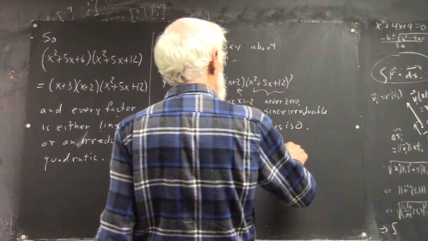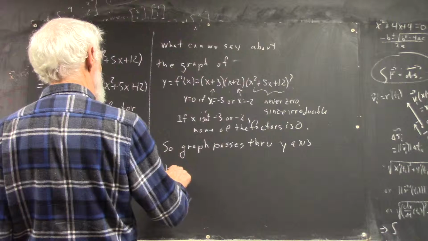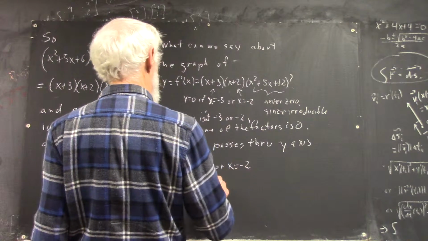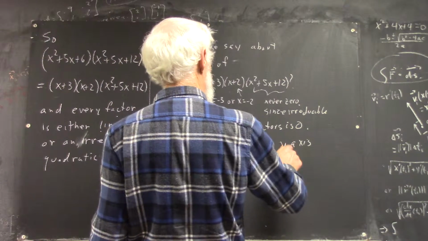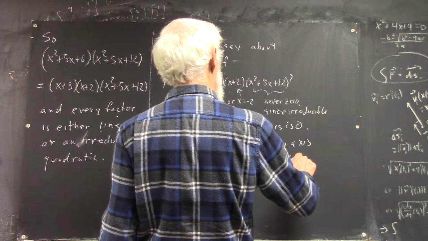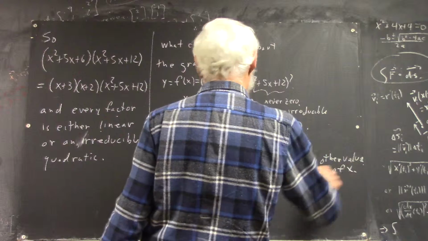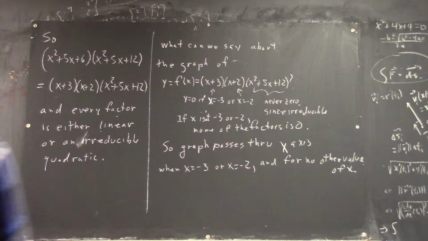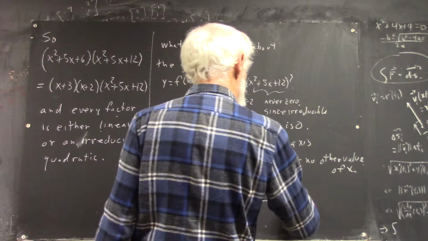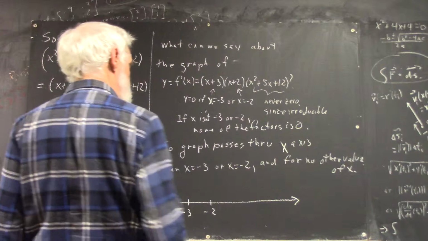So the graph passes through the x-axis, sorry, when x equals -3 or x equals -2, and for no other values of x. Make sense? It should, and if you don't understand it, well, you gotta do a lot better if you do. So, do whatever is necessary to try to understand it.